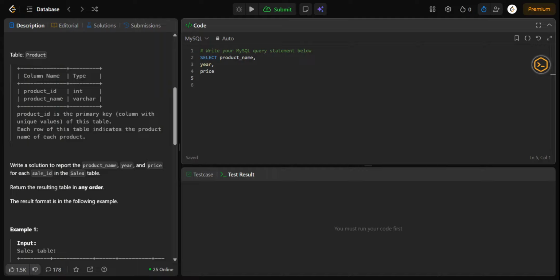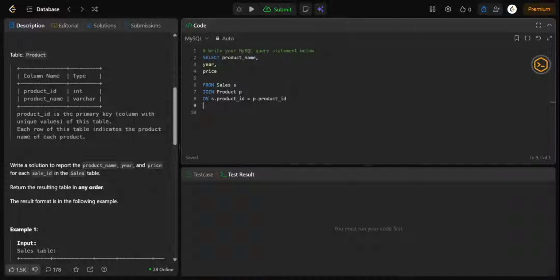Now join both tables. Okay, let's join. From sales as s join product as p on s.product_id equals p.product_id. That's literally it.